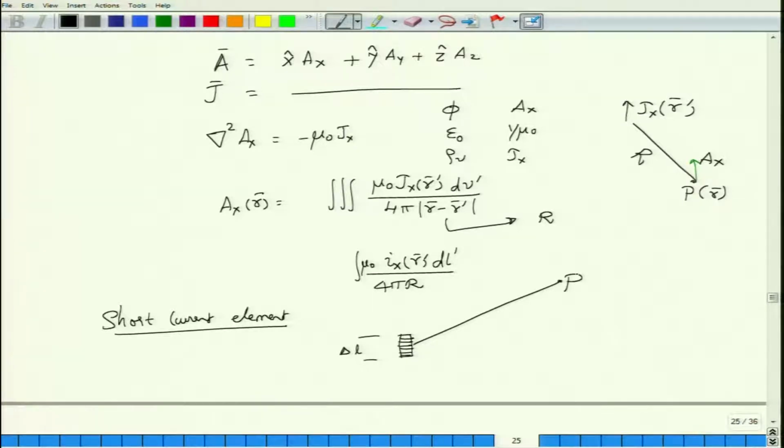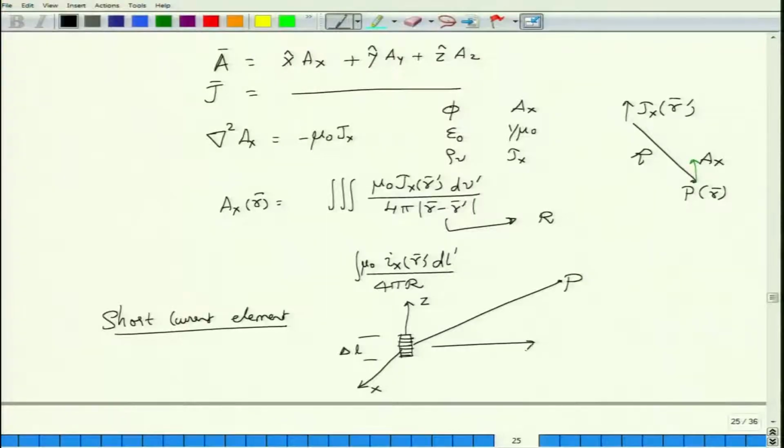If you are at a particular point P where you are trying to evaluate the magnetic vector potential, we will also assume that this current element is placed along the z axis, and then you have the x and y axes that we have defined. From the origin you are at a distance of r to get to the field point P, and the current distribution must be obtained at this point. This is the actual distance that you have.